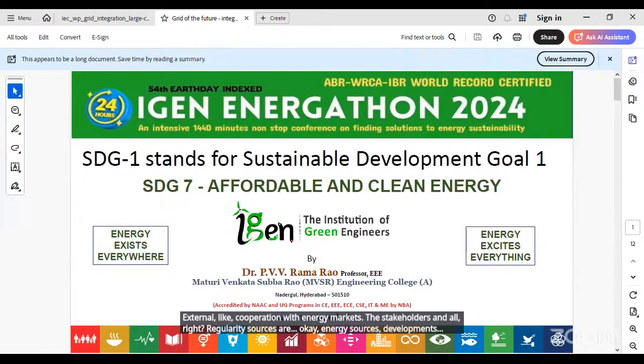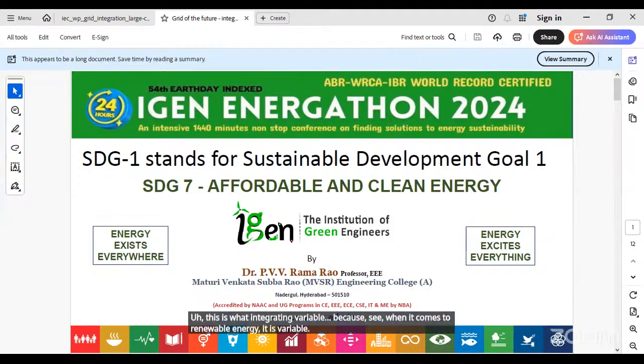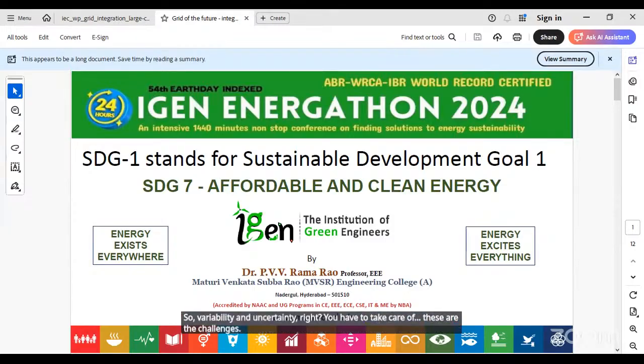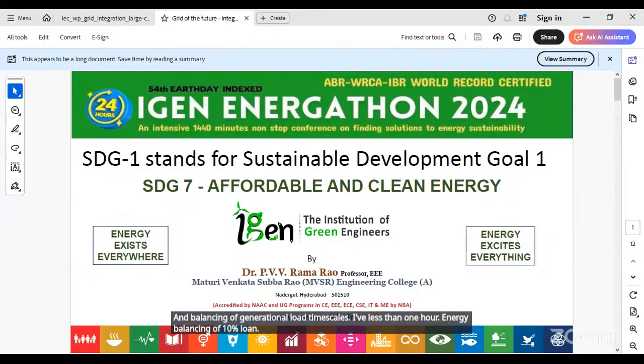Coming to the recommendations, I think this is the last one. This is about integrating variable renewable energy, because when it comes to renewable energy, it is variable. So variability and uncertainty are the challenges you have to take care of. Balancing of generation and load over time scales of less than 1 hour, and energy balancing of generation and load over times of more than 1 hour.